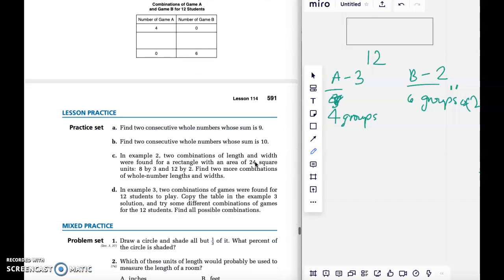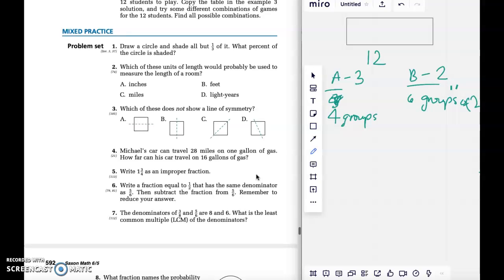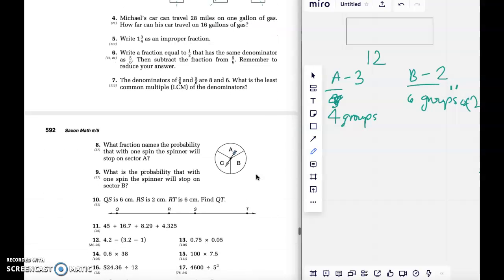So guys, your lesson practice is down here. I want you to think deeply about the questions being asked. Make sure your answers are in complete sentences, get them checked by an adult, and then go ahead and do your mixed practice. If there are any questions that you have about anything you've done so far, please don't hesitate to bring them to class on Thursday.